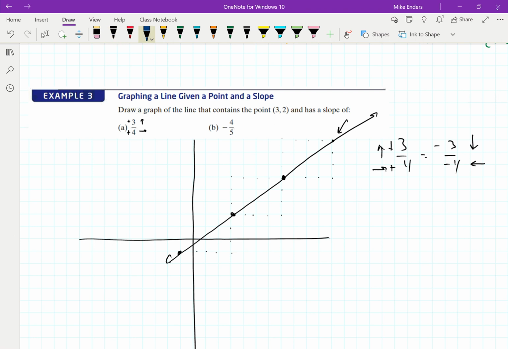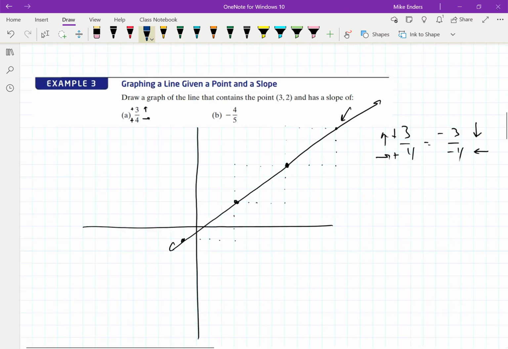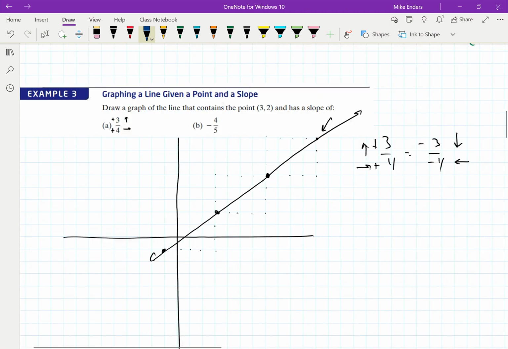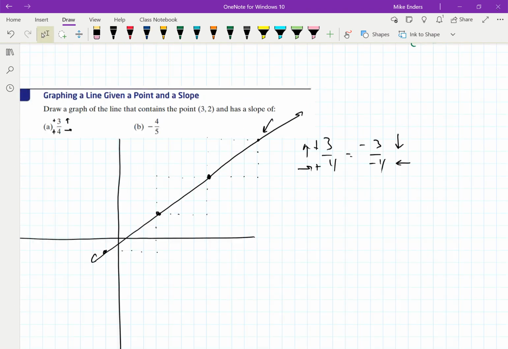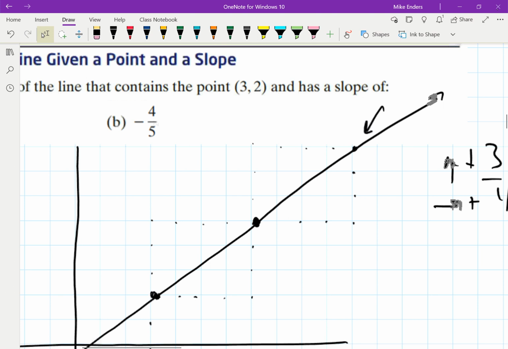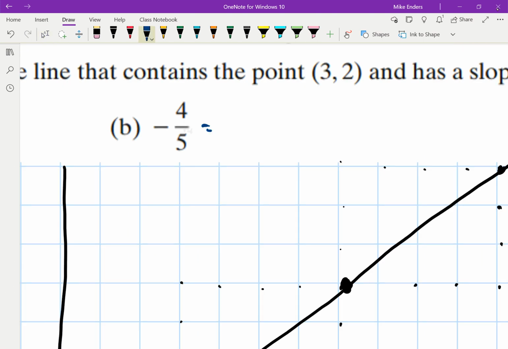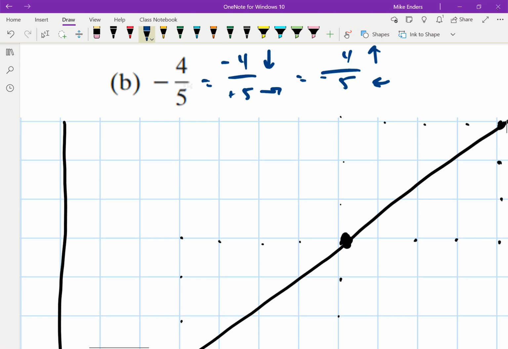Let's take a look at example B, a slope of -4/5. Let me zoom in here for a second. This is an interesting item, because where's that negative? The negative is right in the middle of the numerator and denominator. That would be the same as -4 over +5, which means down 4 and right 5. We could also put that negative in the denominator, which means we're going up 4 and left 5. Either way we look at it, those are going to be the same thing.